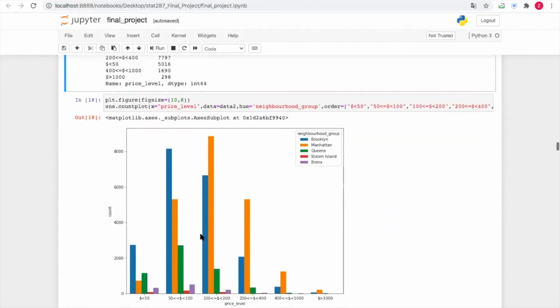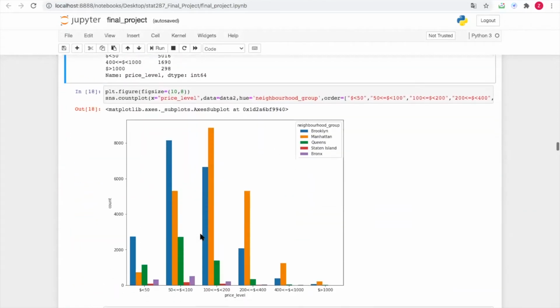And we also made the histogram of price level and filled with different neighborhood groups. We could note that the price of Airbnb in Brooklyn is mainly between 50 and 100, and Manhattan is mainly between 100 and 200. Queens, Staten Island, and Bronx are also mainly between 50 and 100.